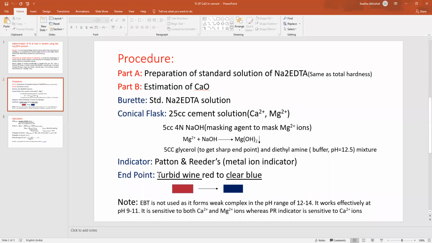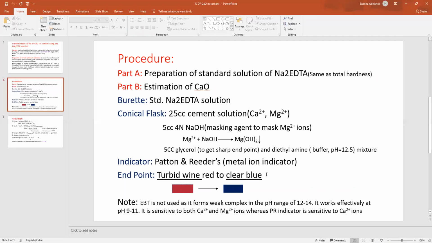So the cement solution, which is taken in a conical flask in the presence of NaOH, glycerol and diethylamine, should be titrated against the standard solution taken in the burette until the color changes from turbid wine red to clear blue. So this is the endpoint of the titration. The endpoint is similar to your total hardness experiment, but in total hardness it was wine red to clear blue, whereas here the difference is turbid wine red to clear blue.